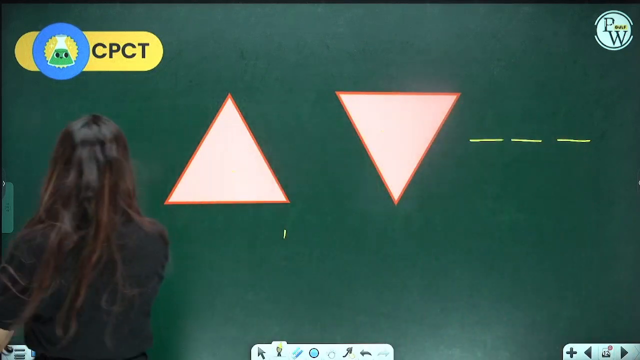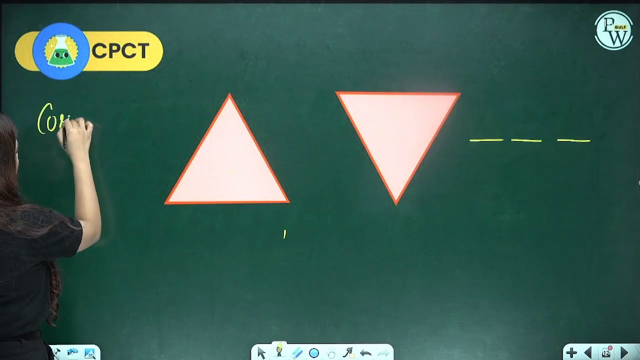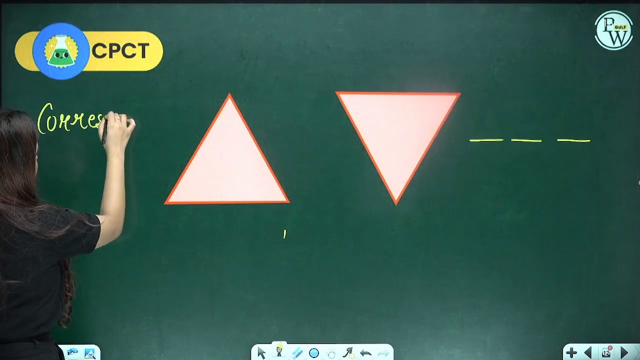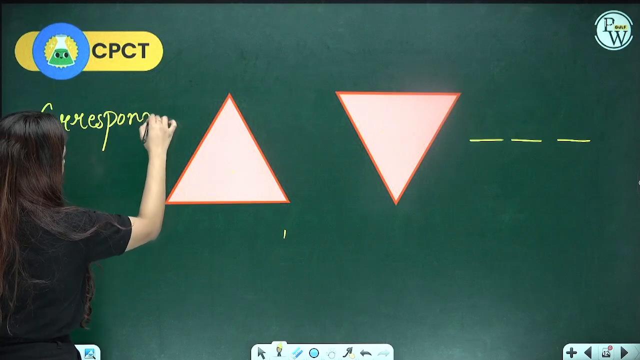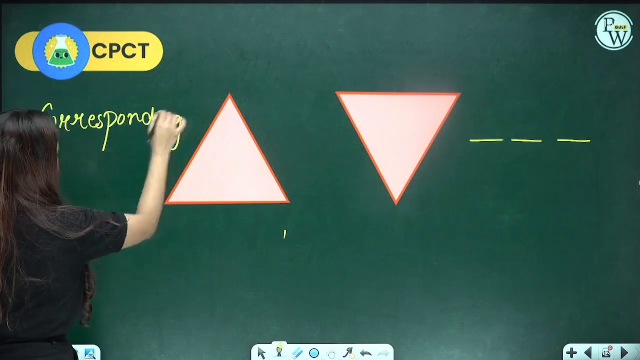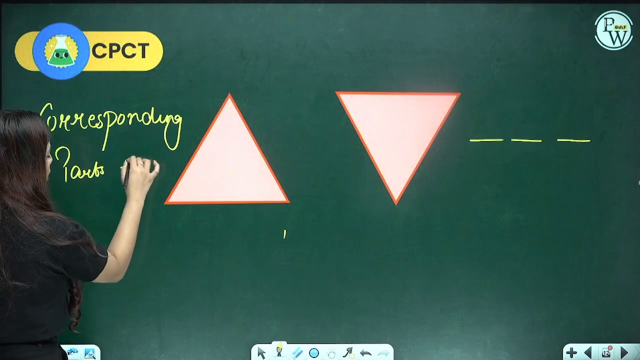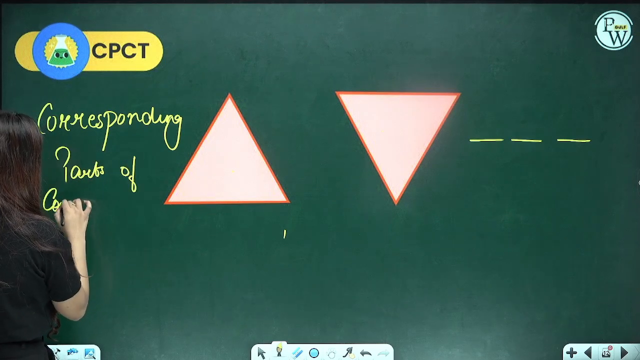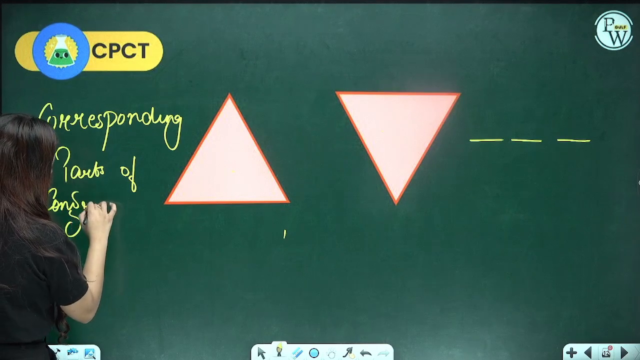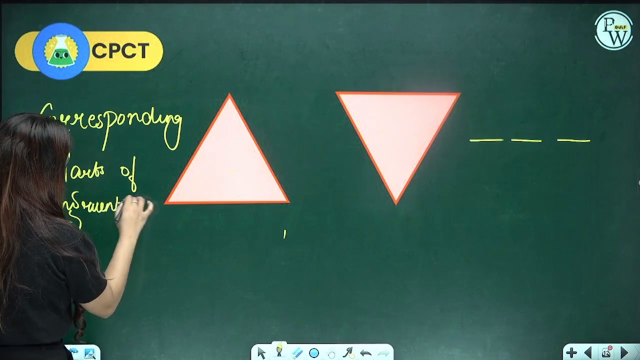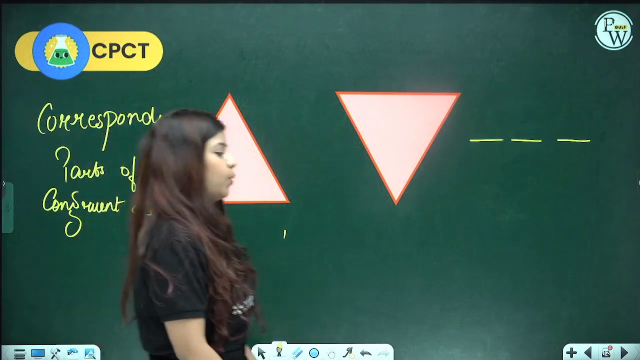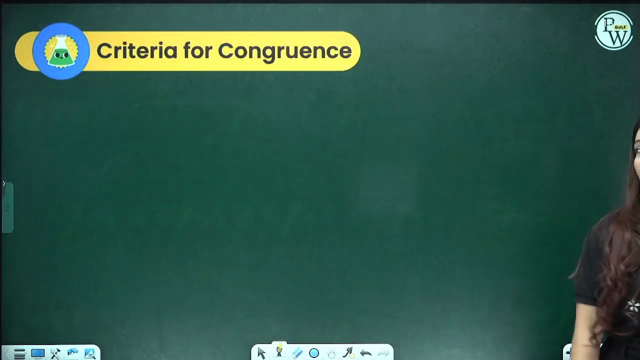So what does it mean? It simply means corresponding parts of congruent triangles. So this is what it means, right? Let's move forward to the next part.